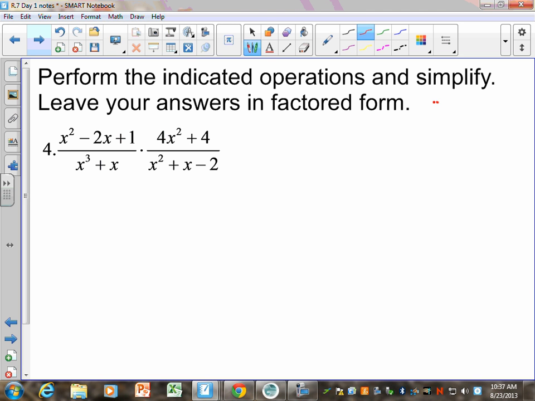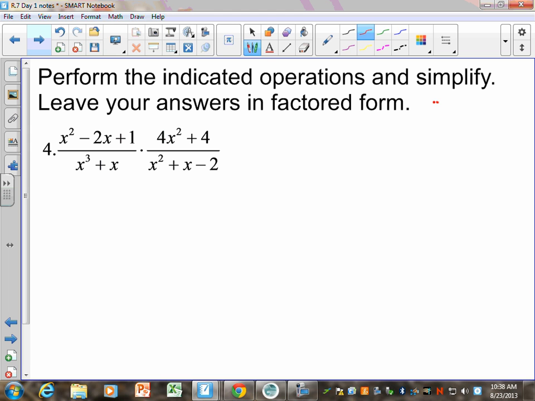So now we have a rational expression: x squared minus 2x plus 1 over x cubed plus x, times 4x squared plus 4 over x squared plus x minus 2. So again, maybe you can see why we spent 3 days on factoring before we did this section. You've got to know how to factor in order to do these problems correctly. And so step 1, you've got to factor everything. We can't cross anything out because it's addition and subtraction right now, but we can make it into multiplication.